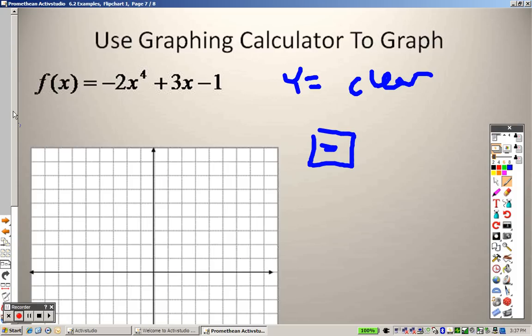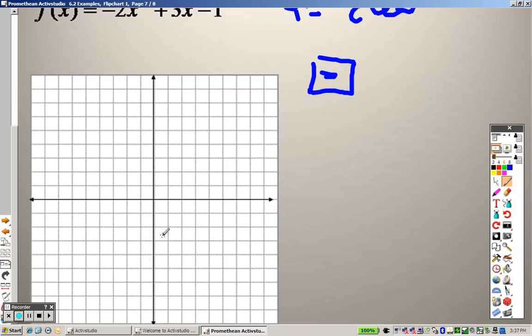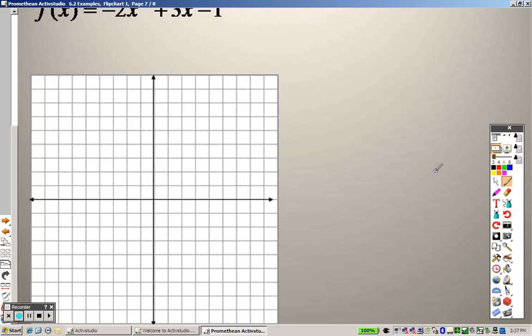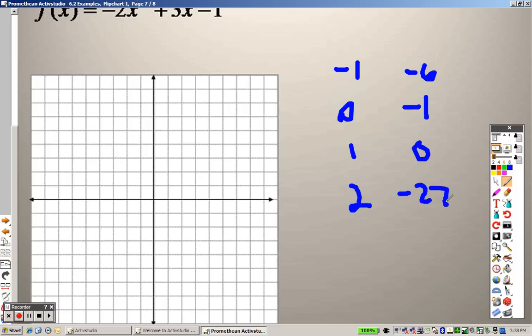a rough sketch of that graph is something like this. It kind of goes down and comes up, right? A rough little sketch of that graph. Instead of making it a rough sketch, let's find the exact points. When I press second graph again, I have a table. The only points that it looks like I can graph are -1, -6, 0, -1, 1, 0, and we got 2, -27.